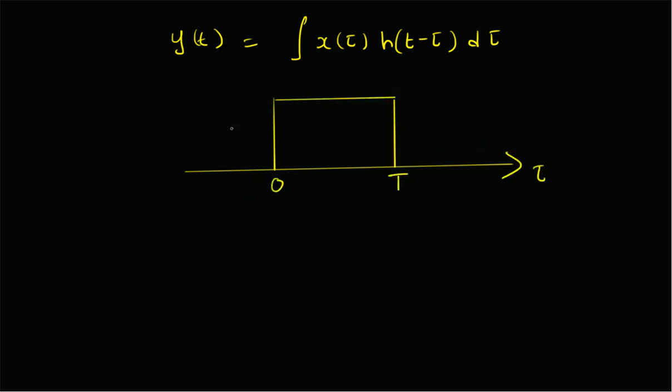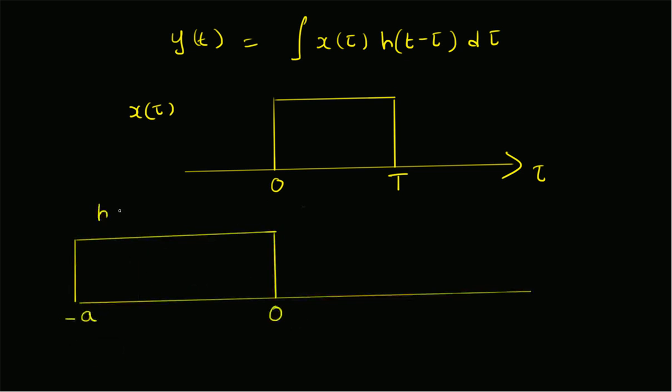For that purpose, we have to apply the formula y of t is equal to the integral of x of tau h of t minus tau d tau. So this is our x of tau. Now we have to reverse and shift the h of tau. So this is our h of minus tau.